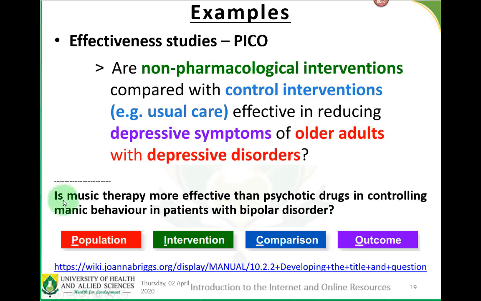Let's try it. Music therapy, I believe that's the intervention. Then antipsychotic drugs are the comparator, or comparison. Then patients with bipolar disorder can be seen as the population, and the outcome should be controlling manic behavior. Controlling, or we could use reducing or taming, or whatever you want to use here. I just formulated it off the top of my head. Alright.